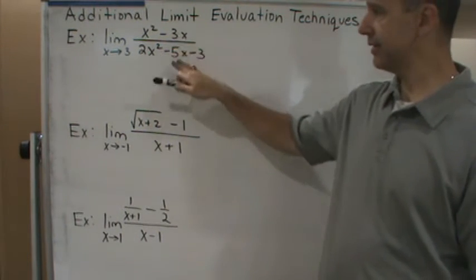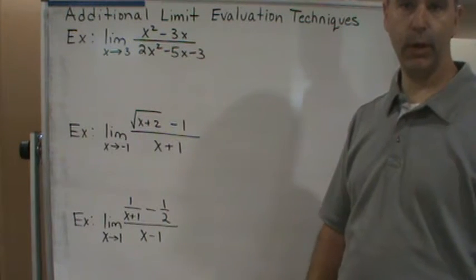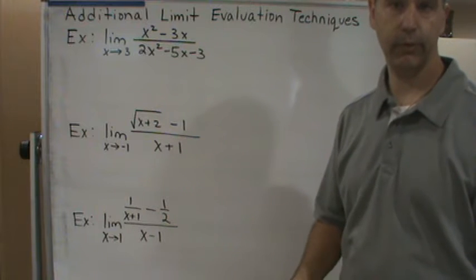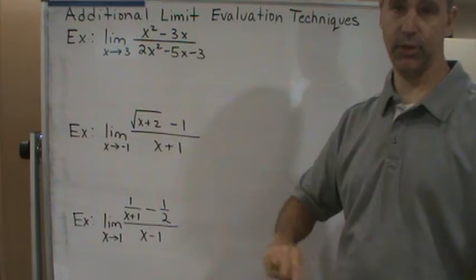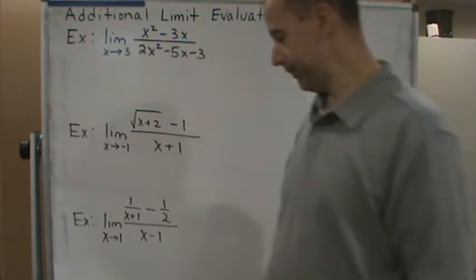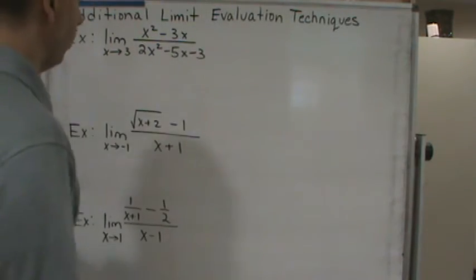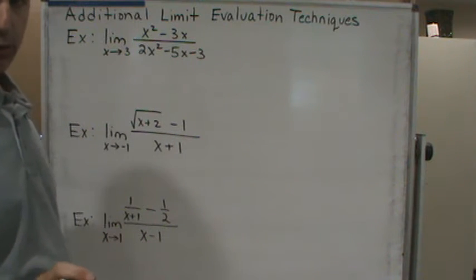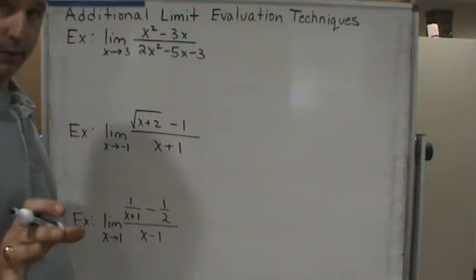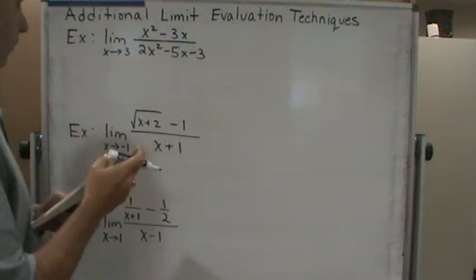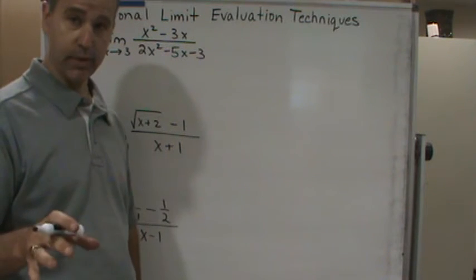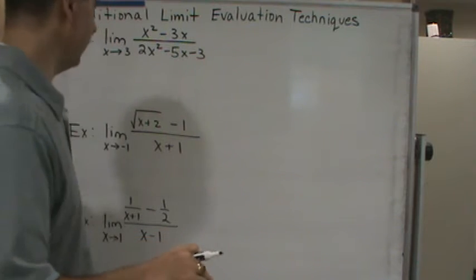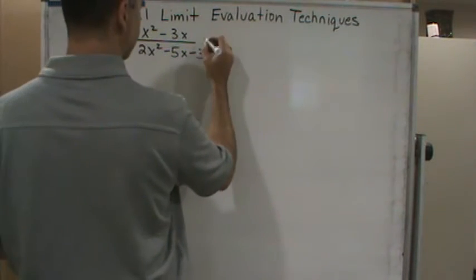So now that we've got this ratio of polynomials, let's see if we can factor these and see if they cancel. This would be a good candidate for factoring and canceling. Now again, I'm not going to show you how to factor these. You should know how to do that from previous classes. So again, if you're a little rusty on some of the algebra, go back and practice. Okay? So the first thing, I'm going to factor the top and the bottom.